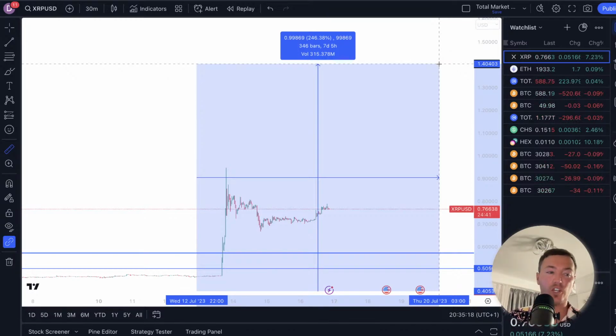In fact, chat, let me know. Comment your XRP average buy. What is the average price you bought XRP at? And if you use CoinStats, it will tell you your average buy.